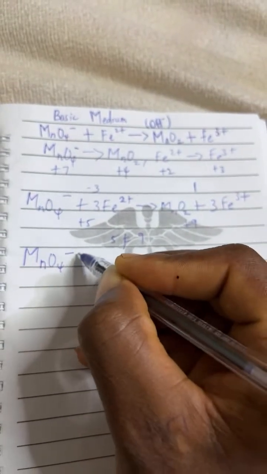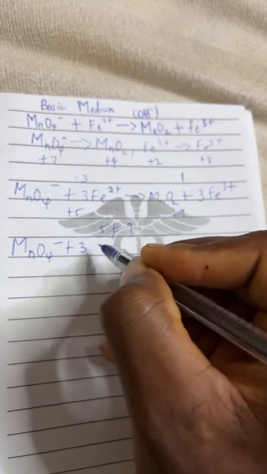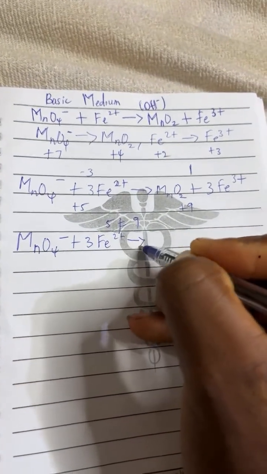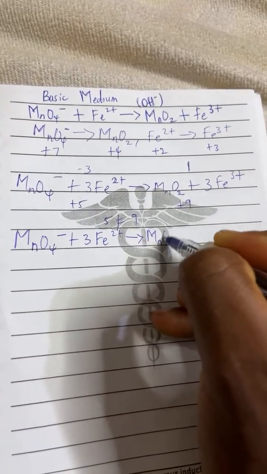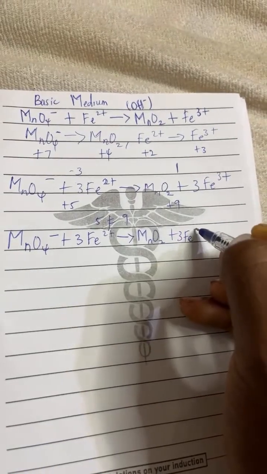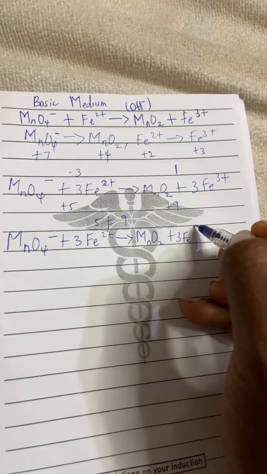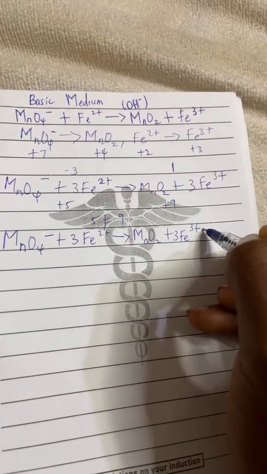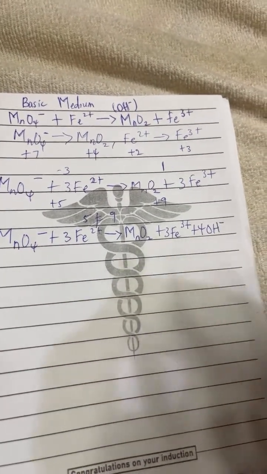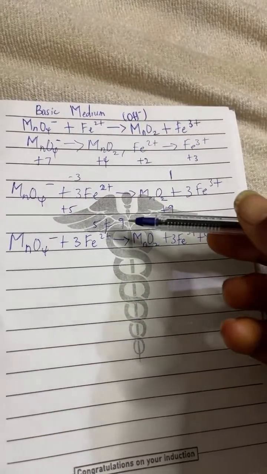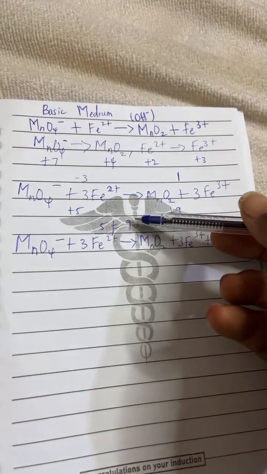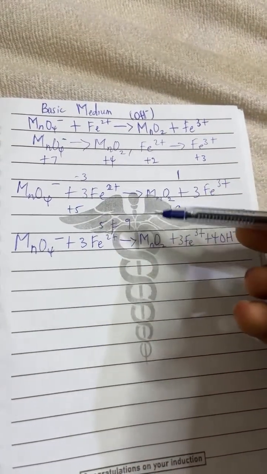MnO4 minus plus 3 Fe2 plus, right? To give us MnO2 plus 3 Fe3 plus, then plus 4 OH minus. You understand why it is 4 OH minus? Because we need to take it down by 4 so that it becomes 5 now. If you remove 4 from 9, it will become 5. So that's what I did.